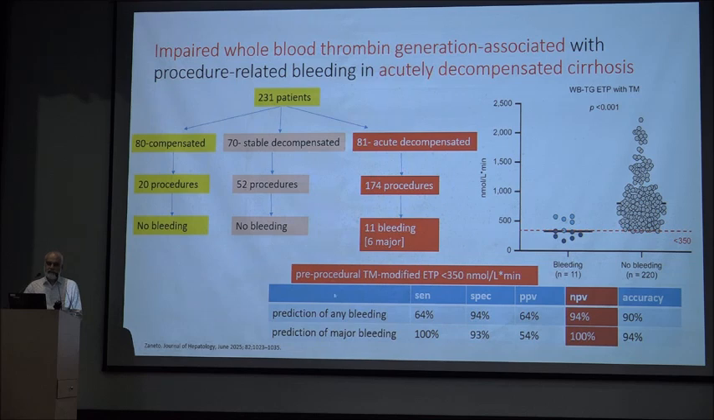Now, this was a recent study published which showed that whole blood thrombin generation was associated with procedure related bleeding in acute decompensated cirrhotics, not in compensated cirrhosis. This was a very recently published study. 231 patients: 80 compensated, 17 stable decompensated, and 81 acute decompensated. In compensated, 20 procedures done, no bleeding. In stable decompensated, 52 procedures, no bleeding. In 81 acute decompensated, 174 procedures, 11 bleeding and 6 major.